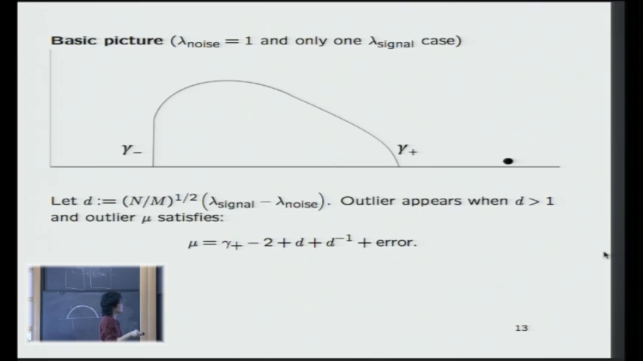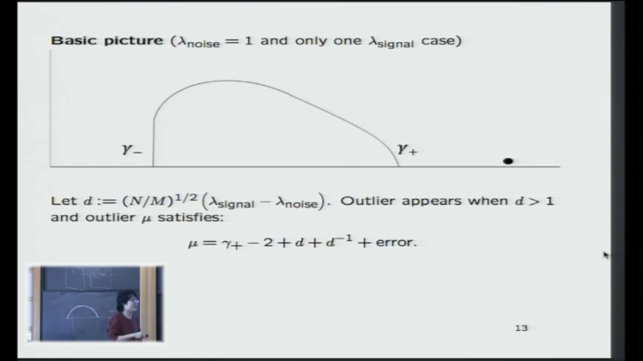The location of this outlier is this one. The distance between this dot and gamma plus is d plus d over d minus 2, plus some error. The error is extremely small because it's complicated, so I did not write it here. And we also believe what we get is almost the optimum bound, up to n to the epsilon, or maybe a log n factor.